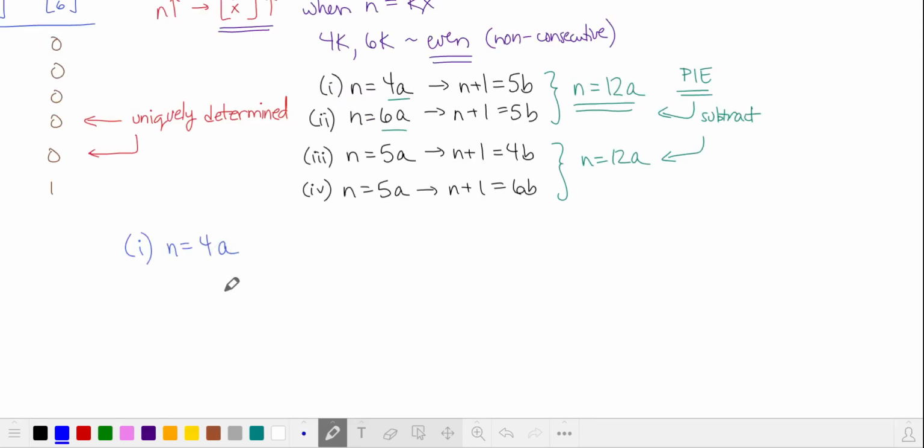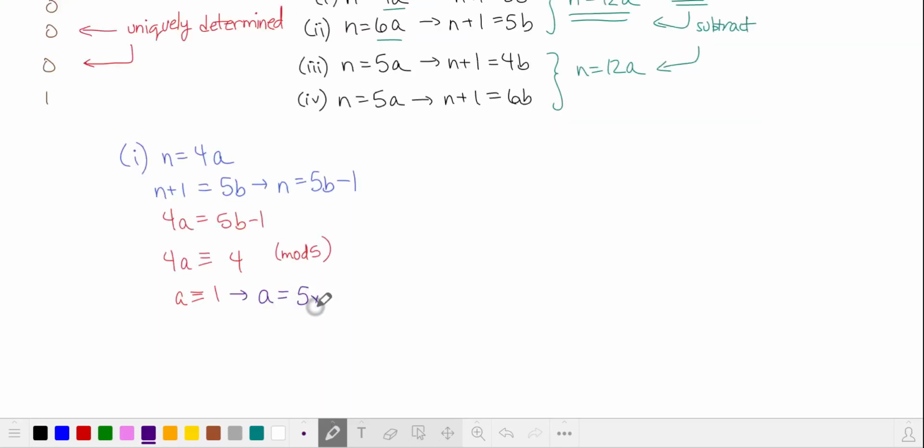We'll start with case 1, where we have a number that is a multiple of 4, and then the next consecutive number is a multiple of 5. We can set them equal to each other. In mod 5, 4a is equivalent to 4, which means a is equivalent to 1. So a is 1 more than a multiple of 5. We're going to count these for all integers less than or equal to 600, substituting for n, and solving for x. x can be all the integers between 0 and 29, giving us 30 values.